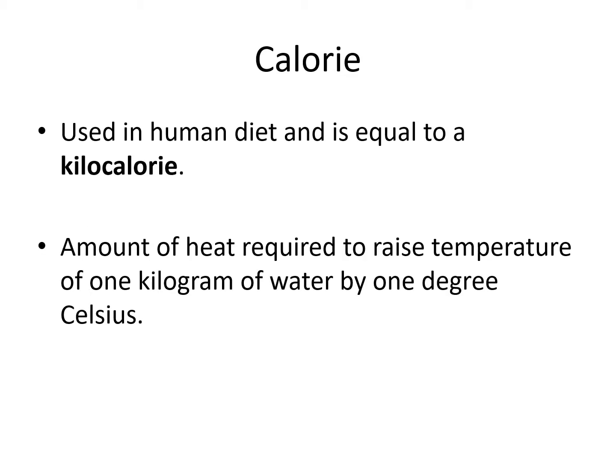Now, when we speak about the human diet, we use the capitalized form, Calorie, so the big C. And this refers to kilocalorie. And if you remember from SCB 203 lab, kilo is 1,000. So this is equivalent to 1,000 calories. And it's defined as the amount of heat required to raise the temperature of 1 kilogram of water by 1 degree Celsius. So notice the difference between little calorie with little c and Calorie with big C.